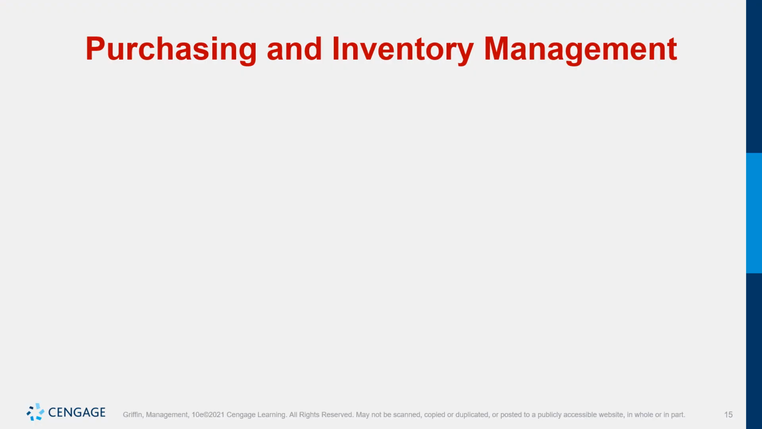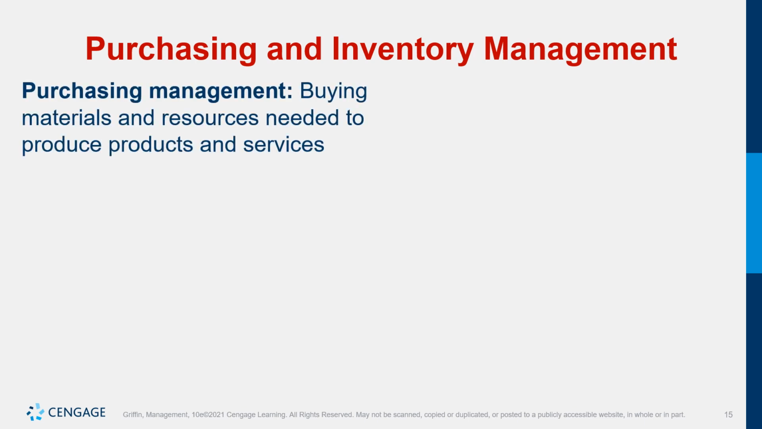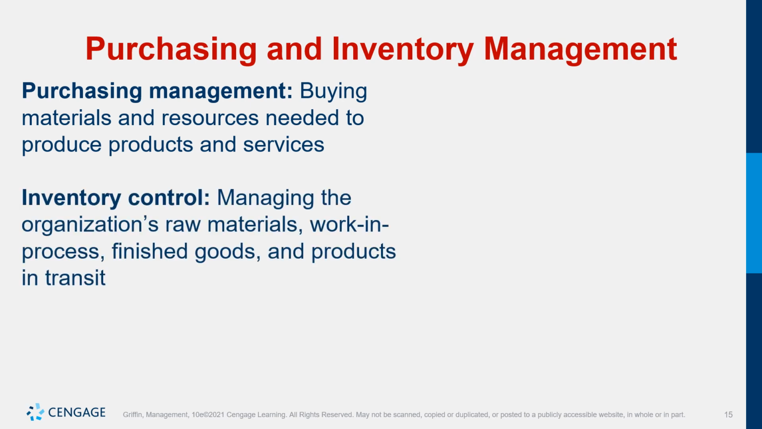Purchasing and inventory management. Purchasing management, or procurement, is concerned with buying the materials and resources needed to produce products and services. The manager responsible for purchasing must balance a number of constraints. Buying too much ties up capital and increases storage cost, whereas buying too little might lead to shortages and high reordering costs. The manager must also make sure that the quality of what is purchased meets the organization's needs, that the supplier is reliable, and that the best financial terms are negotiated.